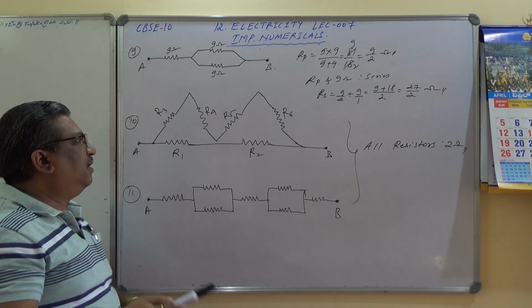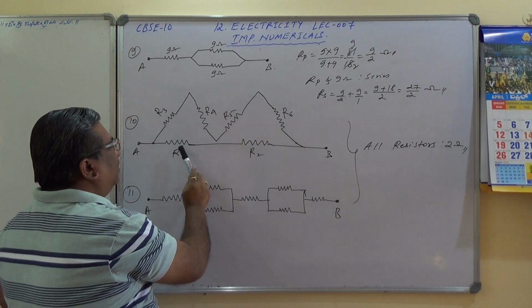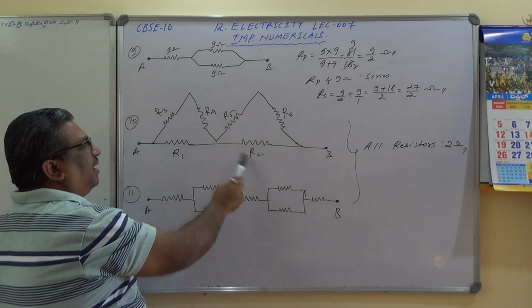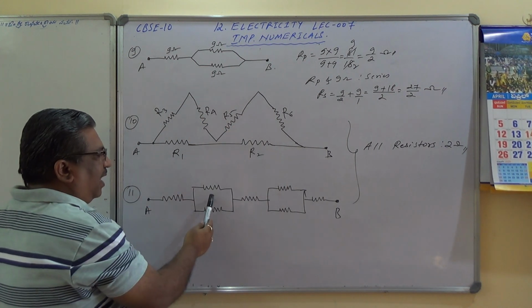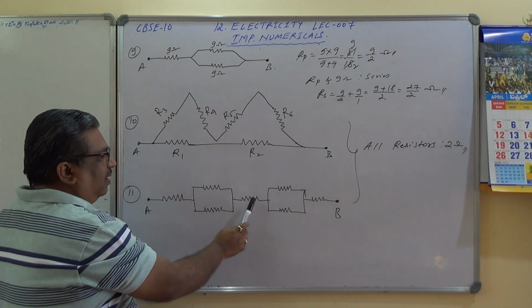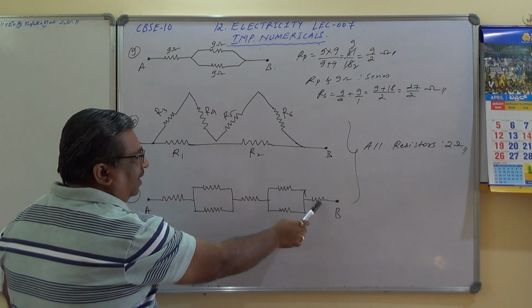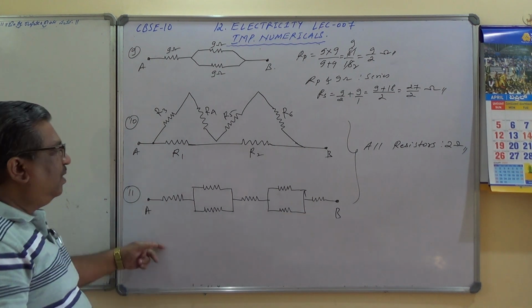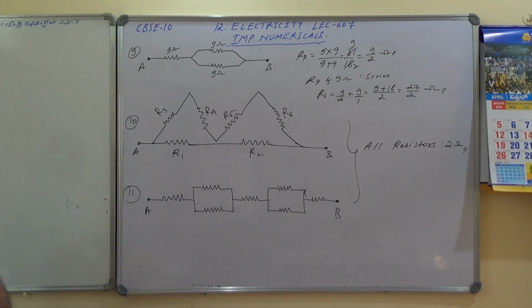For your information, all these are in series, these two are in series, RS1, RS2 in parallel combination, RP1, RP2, R1, RP1, R2, RP2, R3. All these are series combination. Hope you have understood. Please note it down.